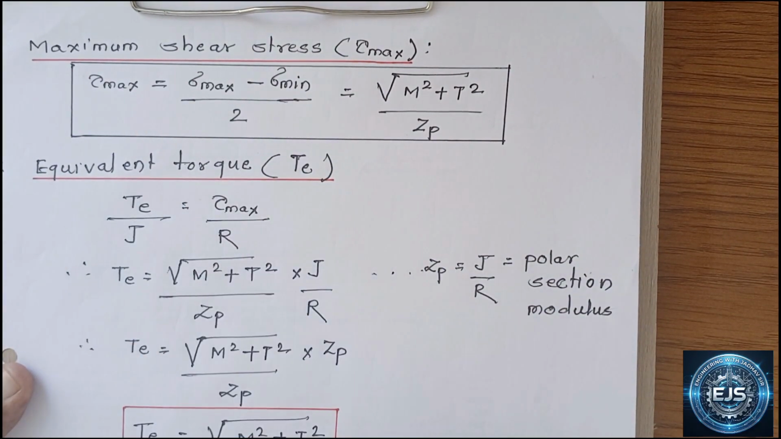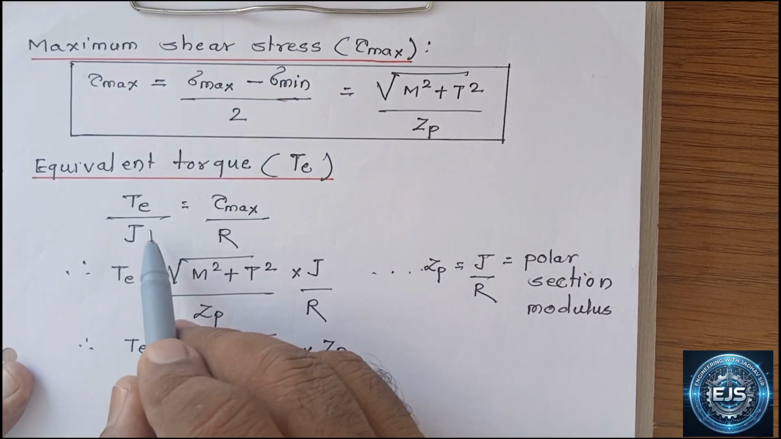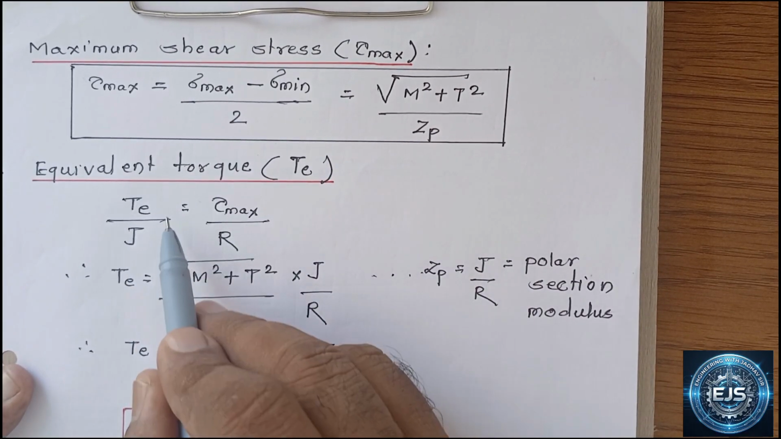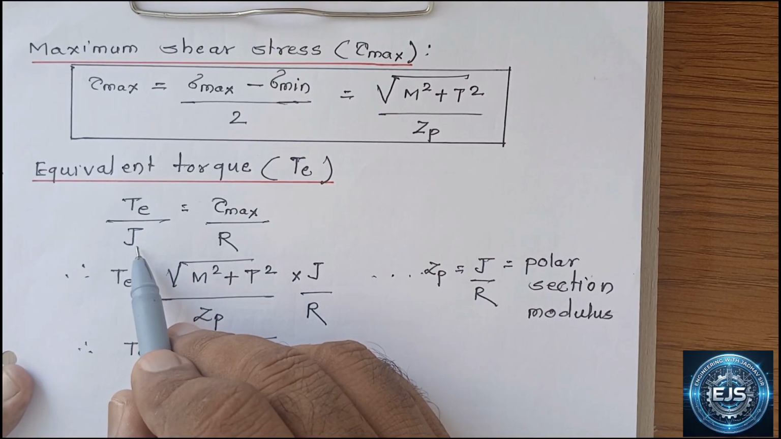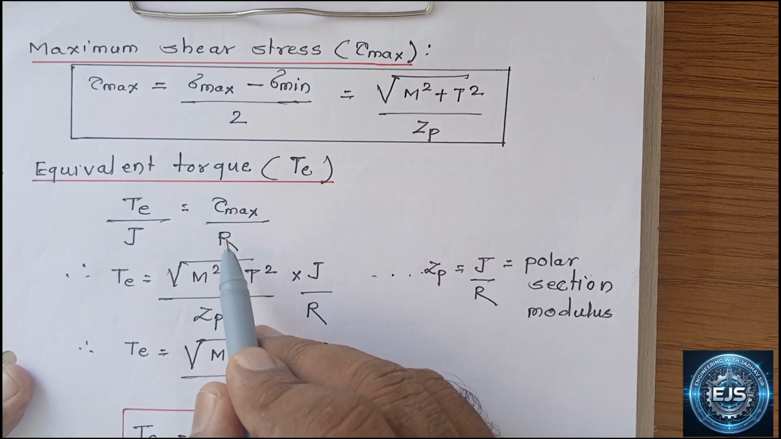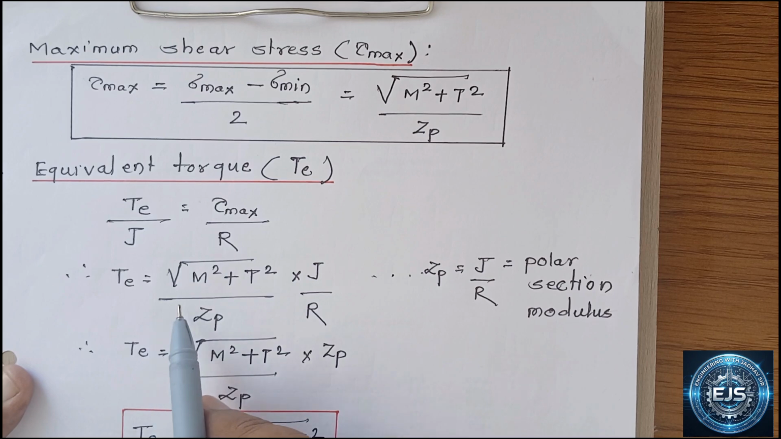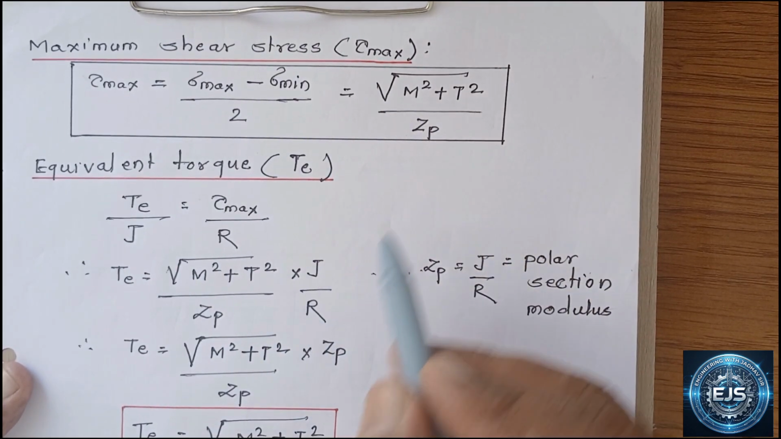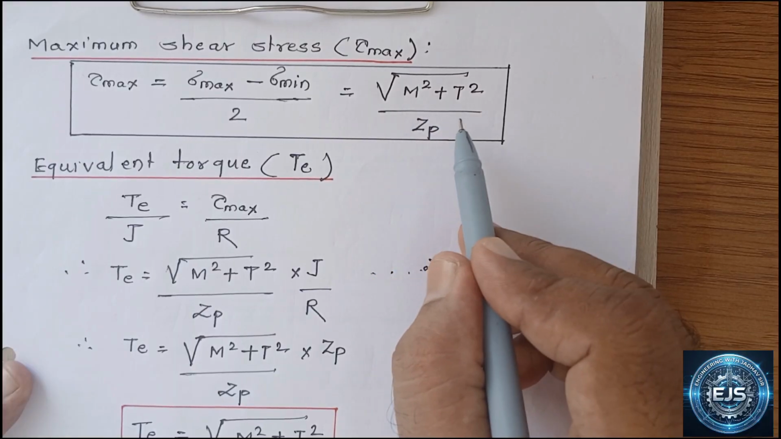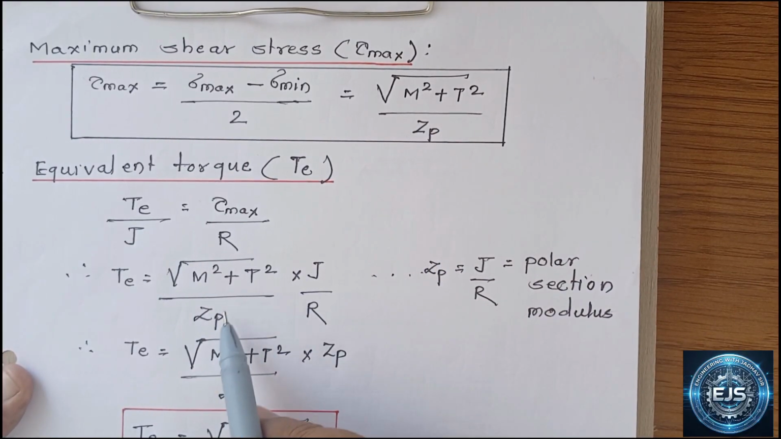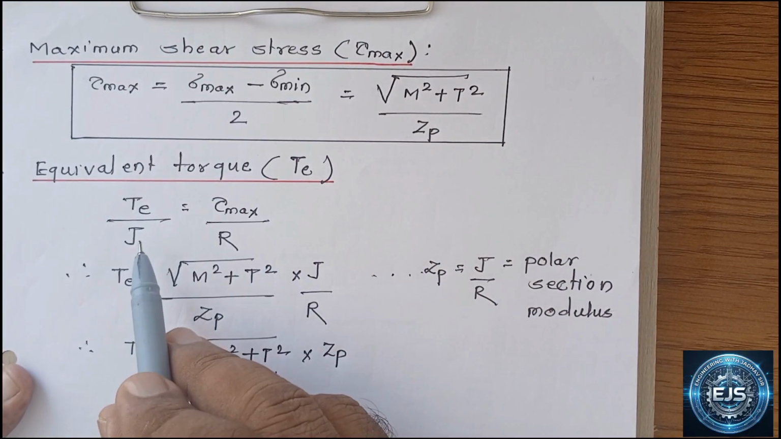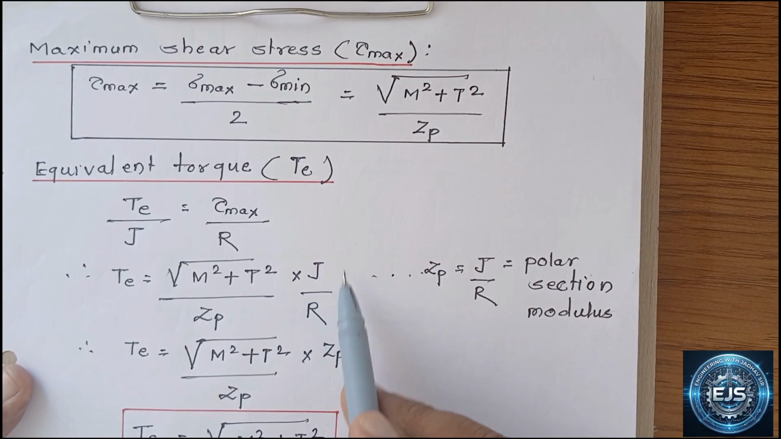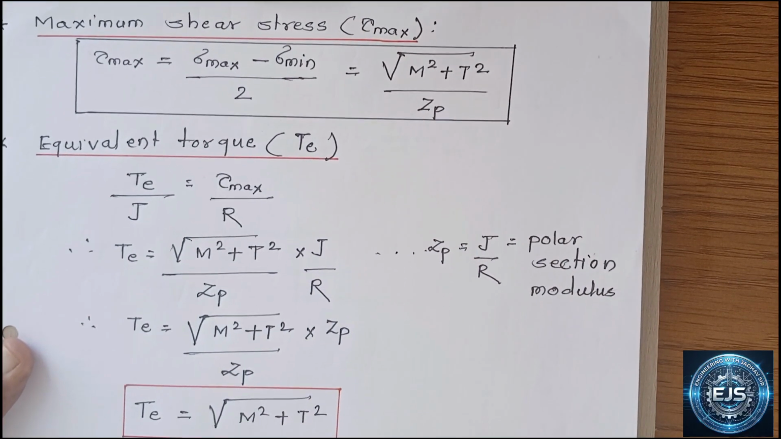Then last is equivalent torque. We have the torque equation: equivalent torque TE upon J, T by J is equal to tau by R. So TE, the equivalent torque, upon J, that is polar moment of inertia, is equal to tau max by R. Therefore, equivalent torque TE is equal to tau max into J by R. Tau max कितना है? ये यहाँ पे root of M square plus T square upon Zp. Root of M square plus T square upon Zp multiplied by J by R. J by R is nothing but Zp.